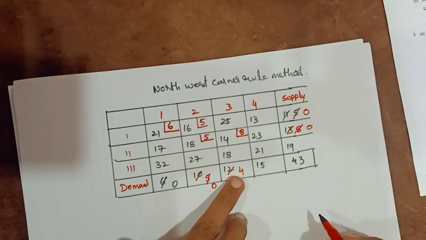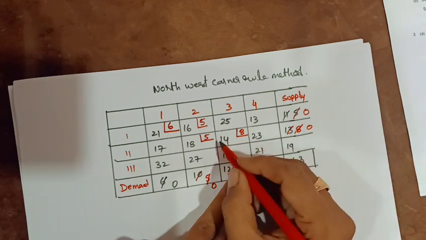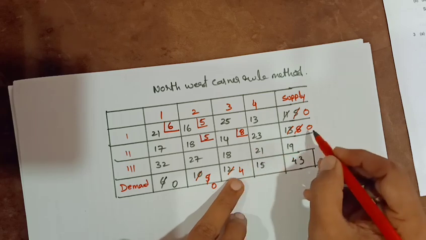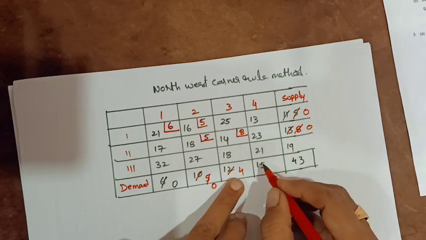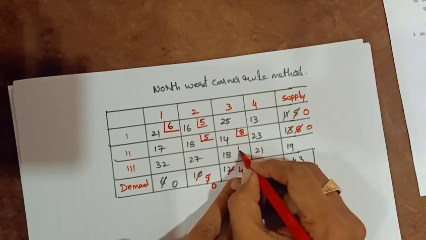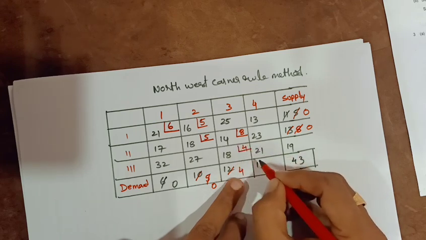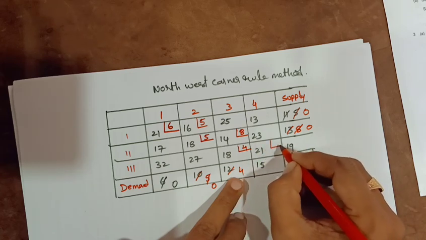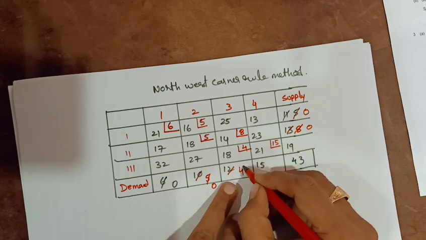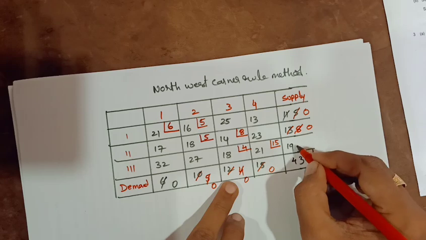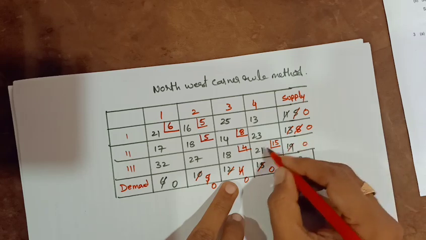This becomes deleted as the allocation is already 0, so this will be deleted, and the balance, whatever is there, will be allocated to this. Here one cell will be left, and I am allocating this one with 15. This becomes 0, this becomes 0, and this becomes now 0. 15 plus 4, 19.